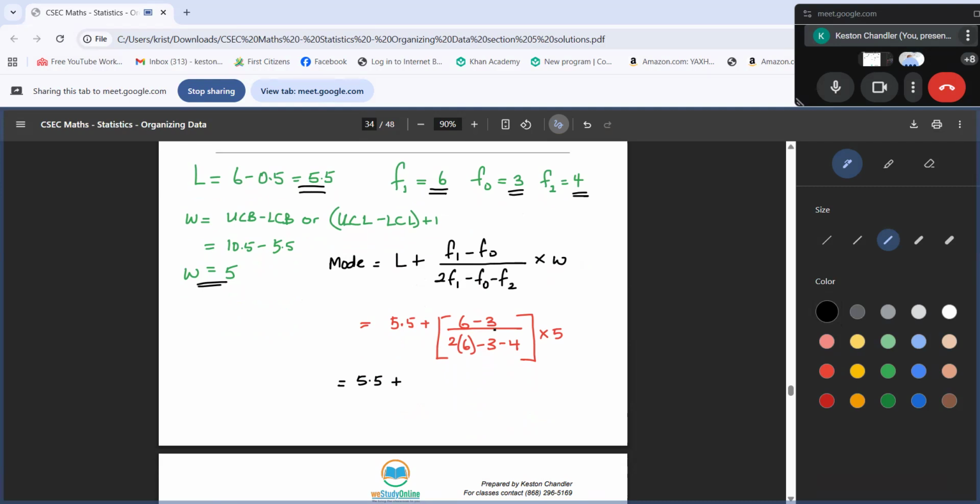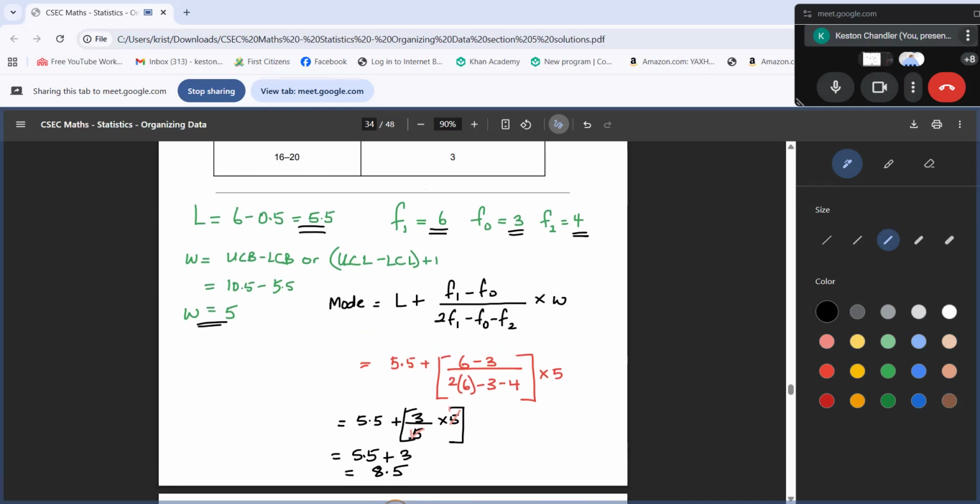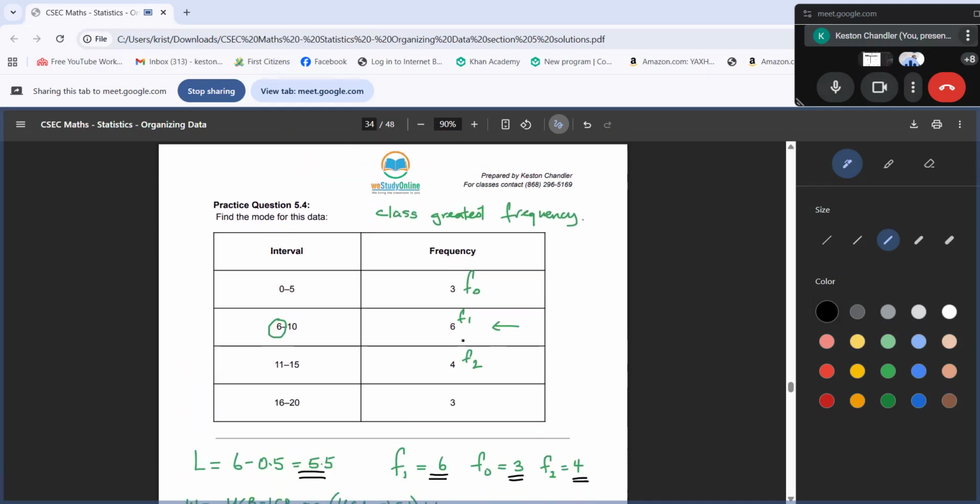5.5 plus 6 take away 3 on top is going to give me 3. Let's look at the underneath. 2 times 6 is 12. 12 take away 3 gives me 9. Take away 4 would give me 5. And we're multiplying this by 5. This is still in our bracket right now. That will give me 5.5 plus, we could cancel these two here. Cancel, cancel, 1, a 1. Now that gives me 3. So my answer is supposed to be 8.5. That's the mode of this particular class.